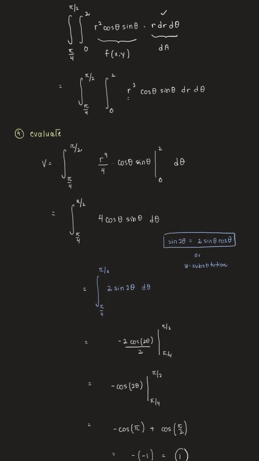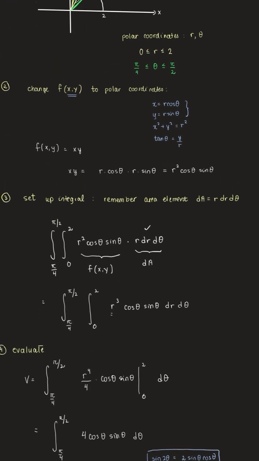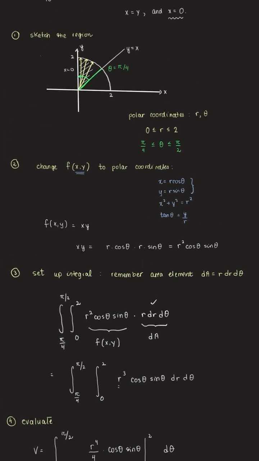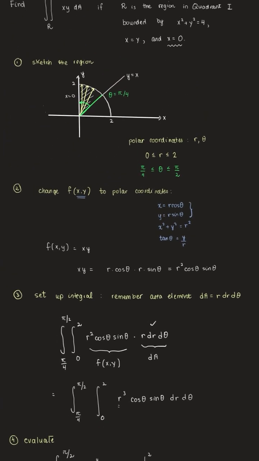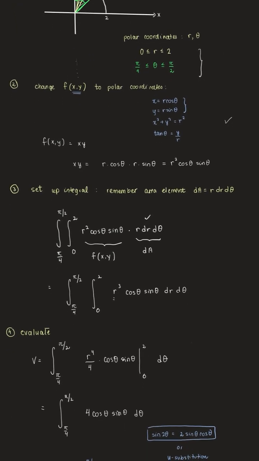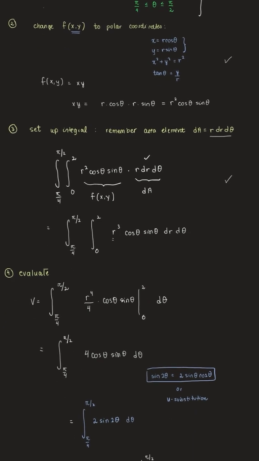So let's just quickly review our steps so that we can use the same steps in upcoming examples. So our first step is sketch the region and identify your bounds for r and theta. Second step, change your function from rectangular to polar coordinates. Third step, set up your integral and remember that we're using an area element of r dr d theta when we change everything to polar coordinates. And then our final step is to evaluate the integral.